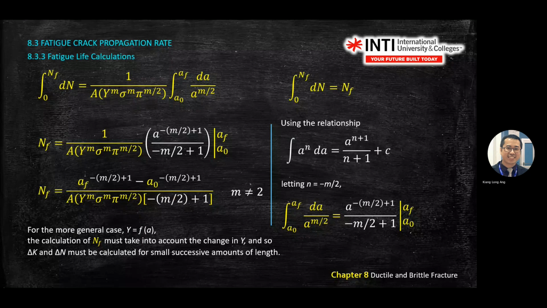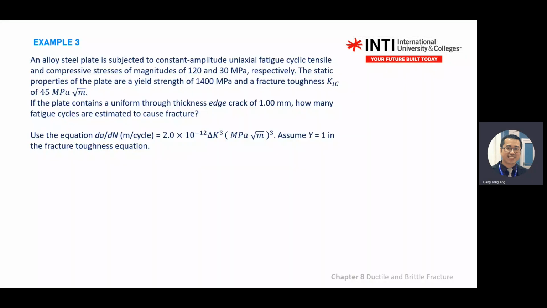Okay, so we will look at one example, or do you want to have a short break? Then we go to this. After this, very fast, example 3. You see there's a steel plate subject to a constant amplitude uniaxial fatigue cycle. So this is a fatigue process. Tensile and compressive stress magnitude of 120 and 30 megapascal respectively.